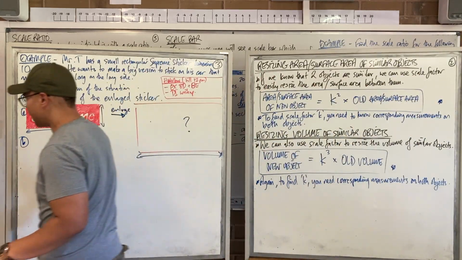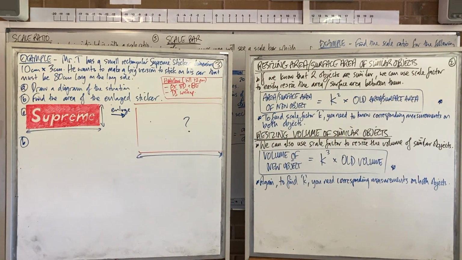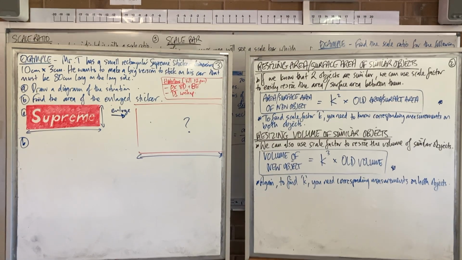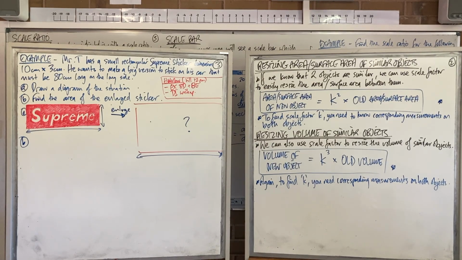All right, let's see how these formulae work. It's not too bad, and this may or may not be a similar situation with different numbers to what you have to do in your test. Mr. T's got a small rectangular supreme sticker. The dimensions are 10 centimeters by 3 centimeters. I want to make a big version to stick on my car that must be 80 centimeters long on the long side. 1. Draw a diagram of the situation.